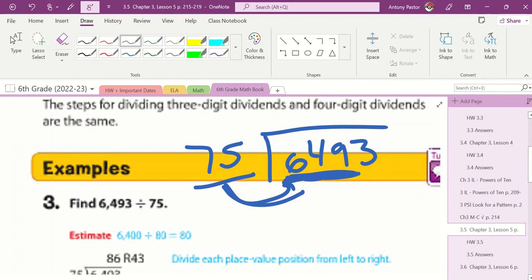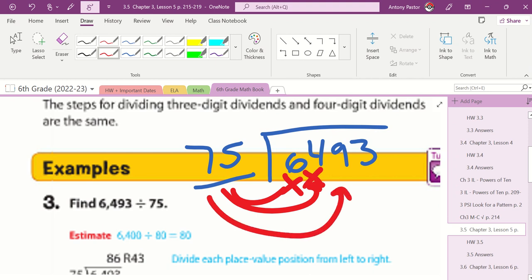So this does not really change much. You still need to divide by the whole divisor on the outside. So it's not 5 can go into 6 or anything like that. It's how many times can 75 go into the number. And again, 75 will not go into 6. 75 cannot go into 64 because 75 is bigger. We'll have to figure out how many times 75 can go into 649 first.